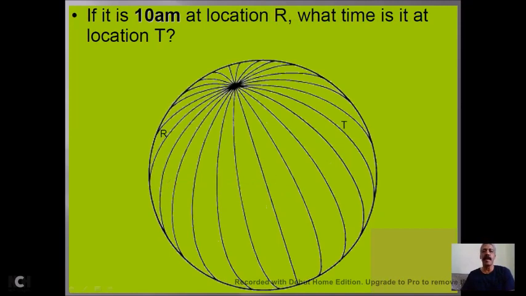Let's see the last example here. If it is 10 a.m. at location R, what time is it at location T? Then we will start from R and end in zone T. Then let's count after R. 1, 2, 3, 4, 5, 6, 7, 8, 9, 10, 11. Then 10 plus 11, it will be 21. 21, you will subtract 12, it will be what? Yes, 9 p.m.